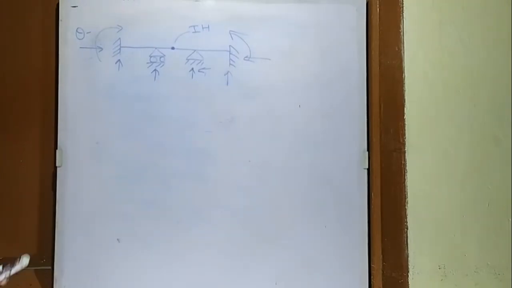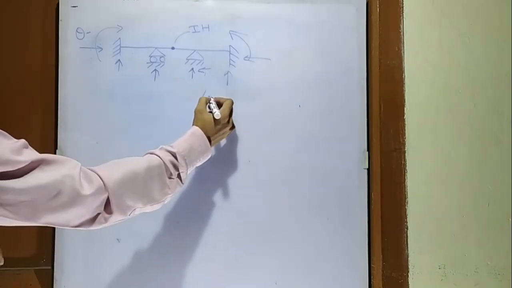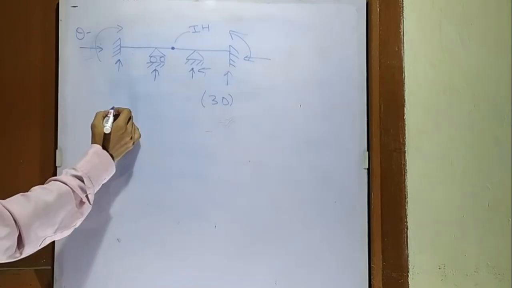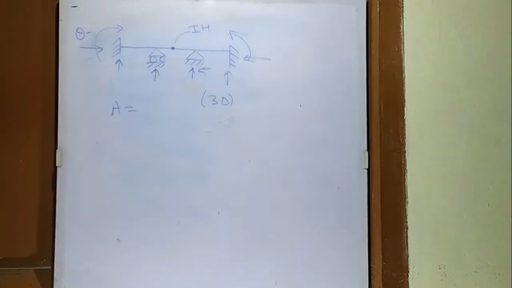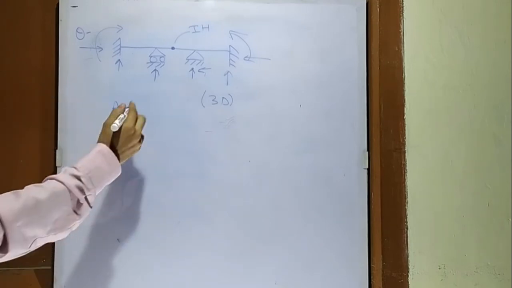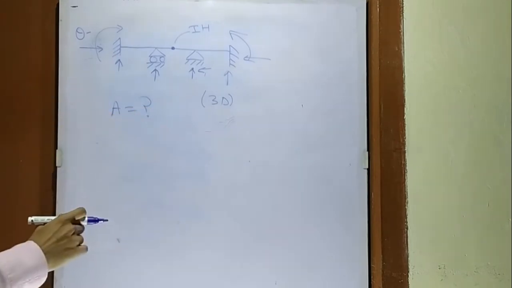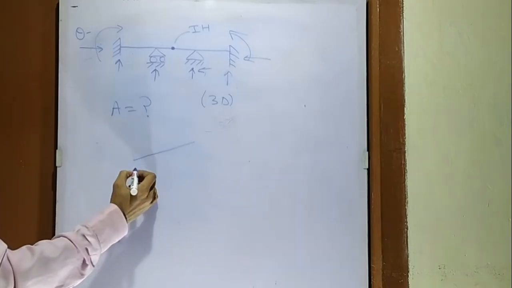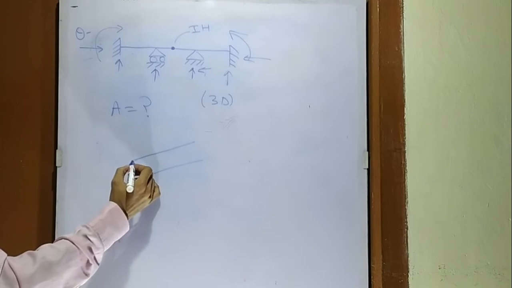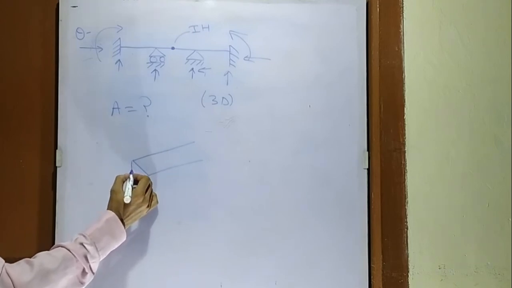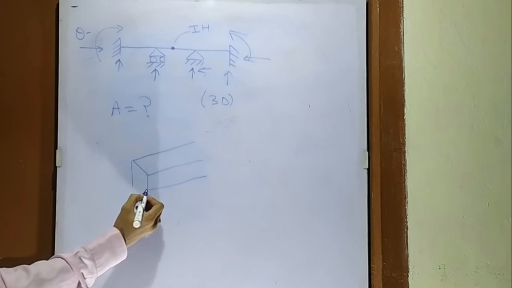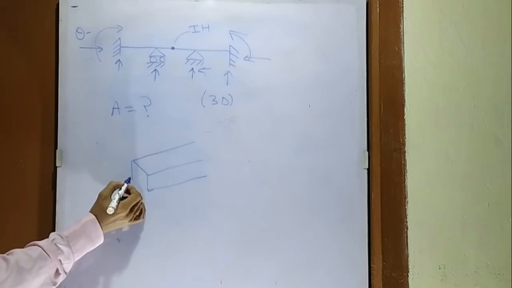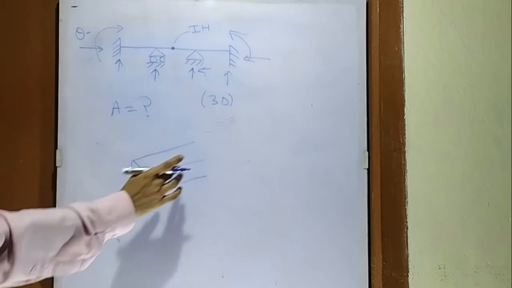So we are now assuming this question as a 3D case. Now what will be the value of A, the number of actions available in a 3D beam? What will be the value of this A? Let us just make a very simple figure to understand this. Let us suppose that this is a beam in 3D.